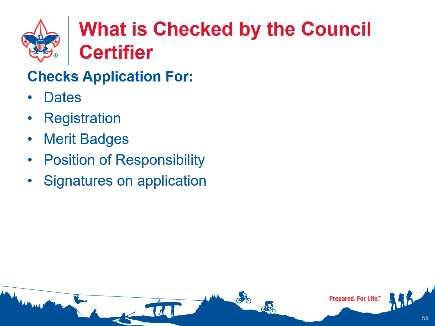The council certifier will check the Eagle application for dates and registration, making sure that the scout is registered during the dates that the requirements were completed, the ranks were earned, and the merit badges were earned. They'll check the merit badges, making sure that the correct merit badges for Eagle are in the form and have been earned. They'll check the positions of responsibility dates. If there are any issues found with the application, the council certifier will reach out to the scout or the unit to resolve them. If everything looks okay on the application, then the council certifier will notify the district board of review that they can take a look at the packet and process it for the board of review.